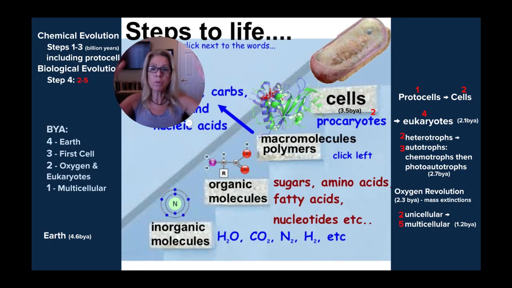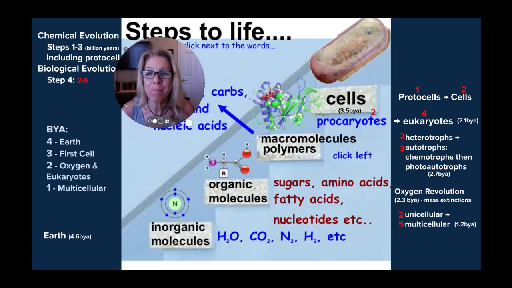The oxygen also would create a barrier with the ozone layer so that organisms could move out of the water and onto land. And then you have these multicellular organisms because you have so much more ATP. So that's what the oxygen revolution would bring.